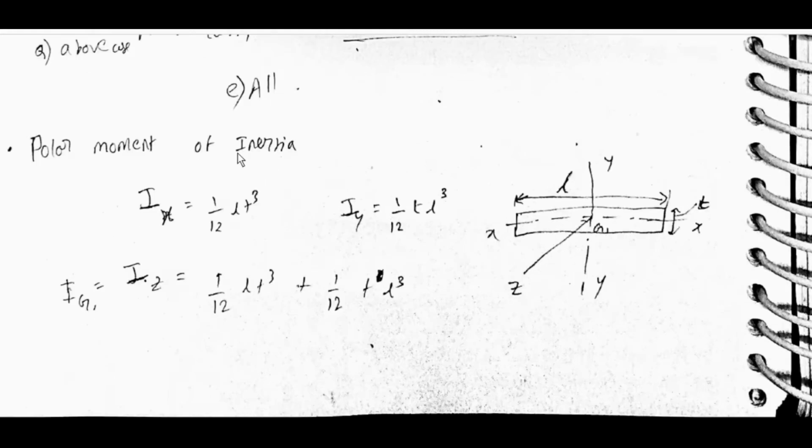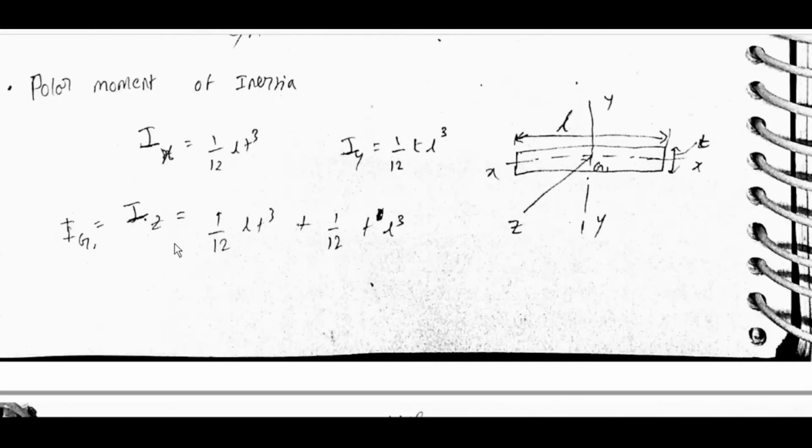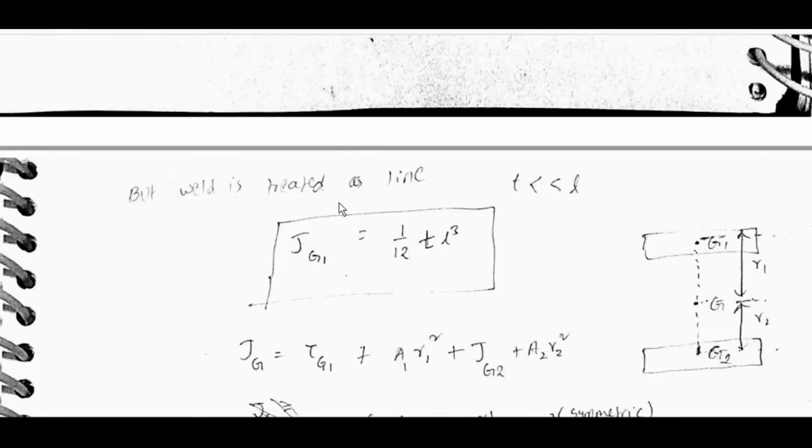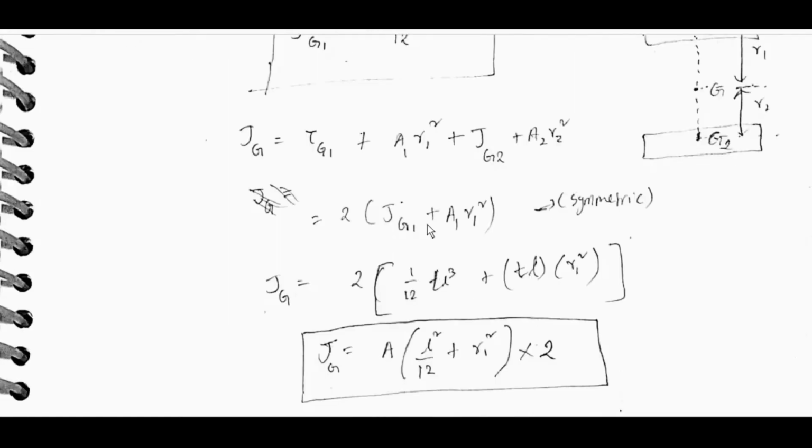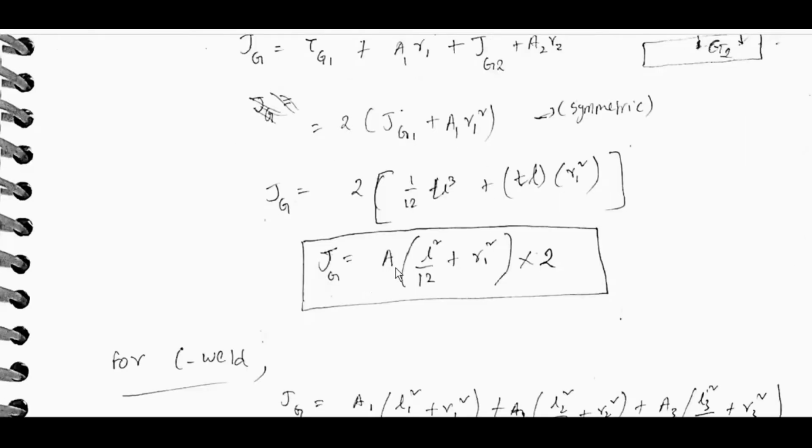For the polar moment of inertia, Ix is equal to 1 by 12 L t cube, Iy is equal to 1 by 12 t L cube, and Iz is equal to 1 by 12 L t cube plus 1 by 12 t L cube. But the weld is treated as a line, t less than L. Jg1 is equal to 1 by 12 t L cube. Jg is equal to Jg1 plus A1 R1 square plus Jg2 plus A2 R2 square, which is equal to 2 into Jg1 plus A1 R1 square. So Jg is equal to 2 into 1 by 12 t L cube plus t L into R1 square, that is Jg is equal to A into L square by 12 plus R1 square, into 2.